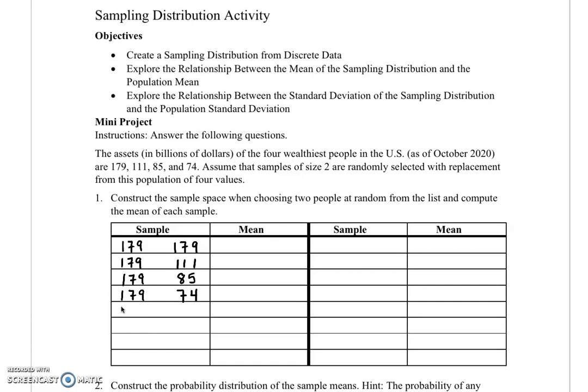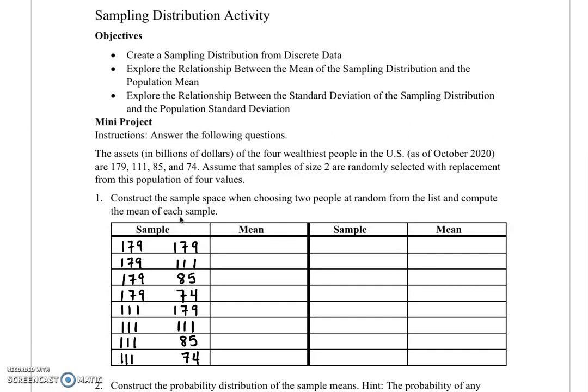Now we could go on to doing what happens if we pick 111 first. Well, we could pick 179 second. We could pick 111 again because of being with replacement. We could pick 85 second, or we could pick 74 second.